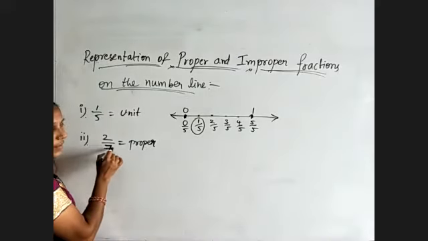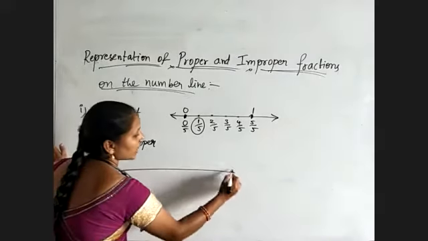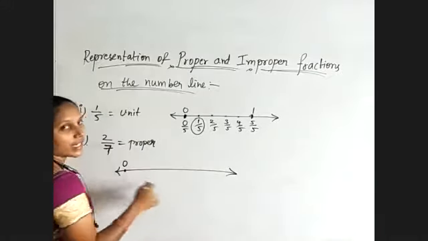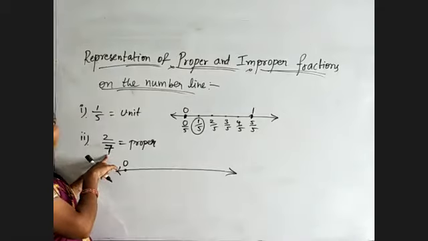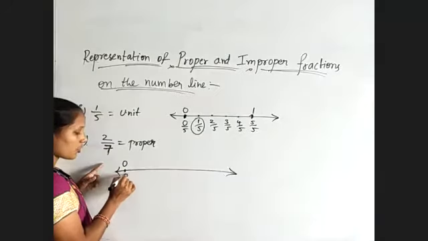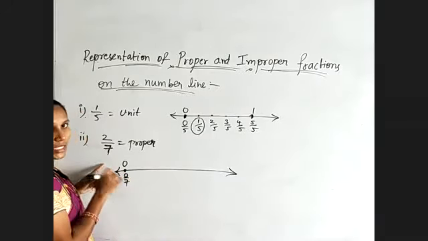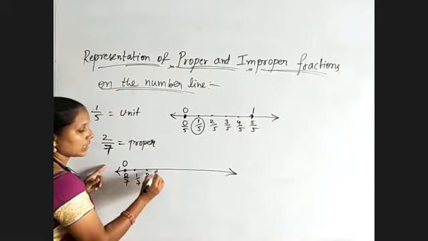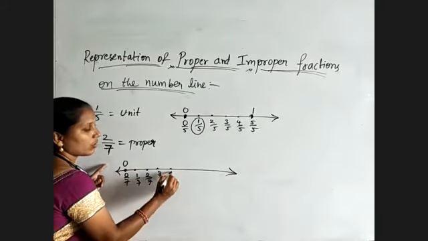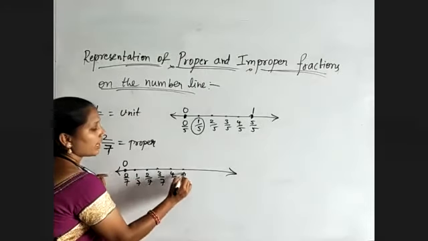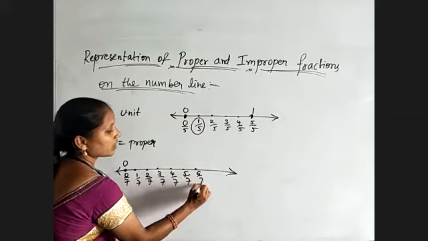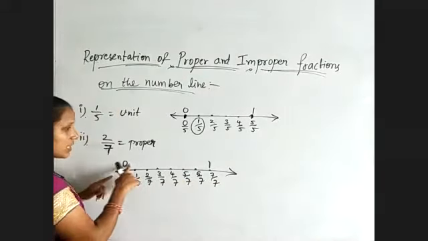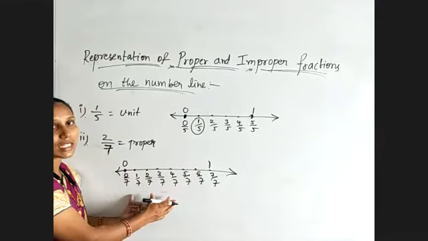Observe the denominator 7 we have. So draw the number line. Till 0 to 1, we need to divide into 7 equal parts. So first one is 0 by 7. Wherever 0 we are taking 0 by 7, 1 by 7, 2 by 7, 3 by 7, 4 by 7, 5 by 7, 6 by 7, 7 by 7. 7 by 7 in the sense 1. Means 0 to 1 only we are taking 7 equal parts.